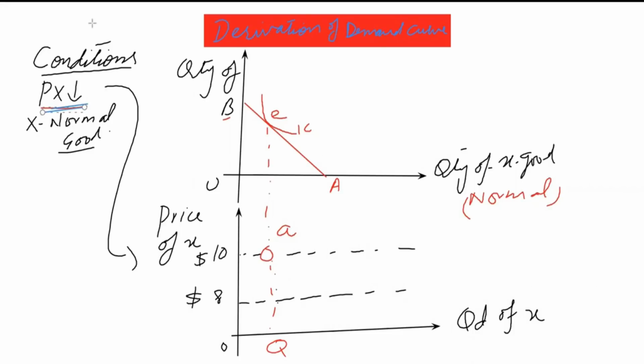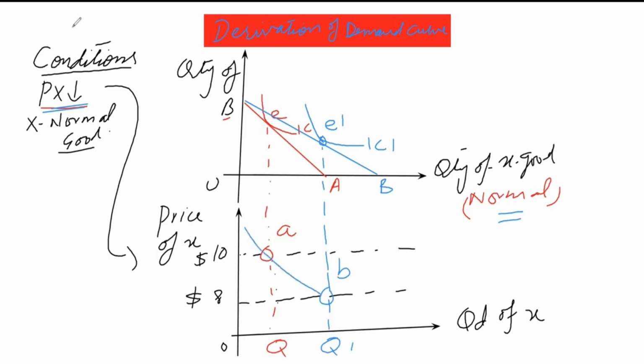And now if there is a fall in price of X, then let's see how the budget line will change. A fall in price of X will shift the budget line from BA to BA1, let's say, or BB1. Okay, and the new equilibrium will take place at point E1 because it is a normal good and a fall in price of a normal good increases its quantity. So the new equilibrium will take place at E1, and we can again draw a perpendicular to find out the quantity demanded, and the quantity demanded is Q1, and this perpendicular intersects the price line $8 at point B.